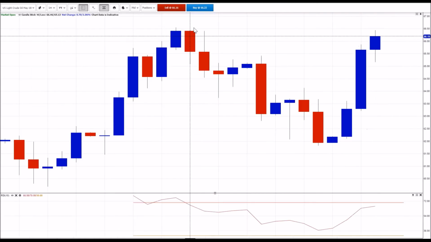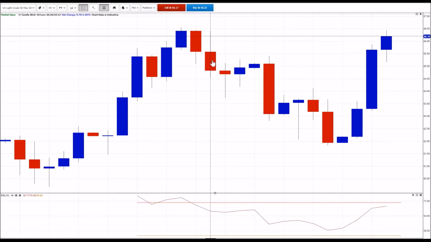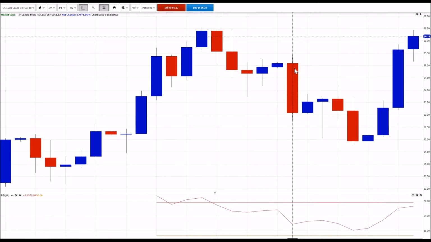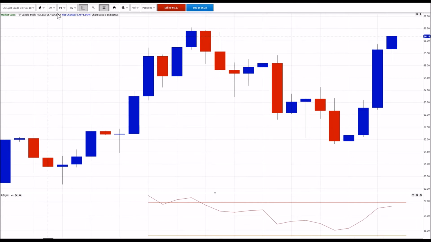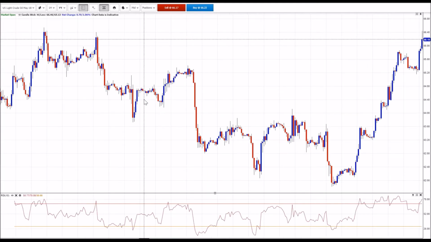So since the summer of last year, oil has gone from $42 a barrel to wherever we're trading now, $66 a barrel. So we've seen a 50% run up in the price of oil. And there's just been a real appetite to be a buyer. What's interesting now is we are back up at these highs, these highs from about two or three weeks ago.